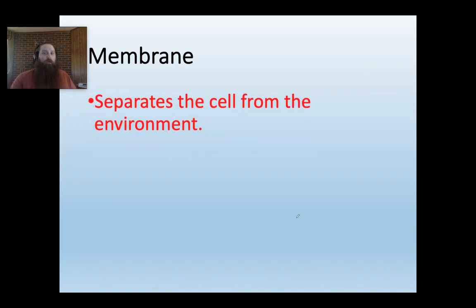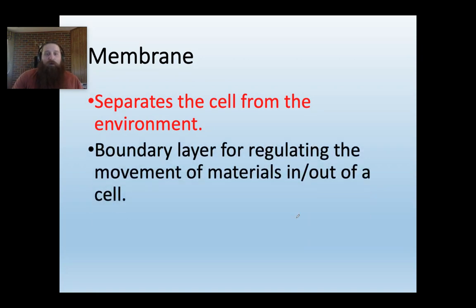All right. So the membrane is going to separate the cell from its environment. Okay. It's going to be a boundary. It's going to let certain things come in. It's going to let certain things go out. It's going to keep certain things in and keep certain things out of the cell. We call that selective permeability.